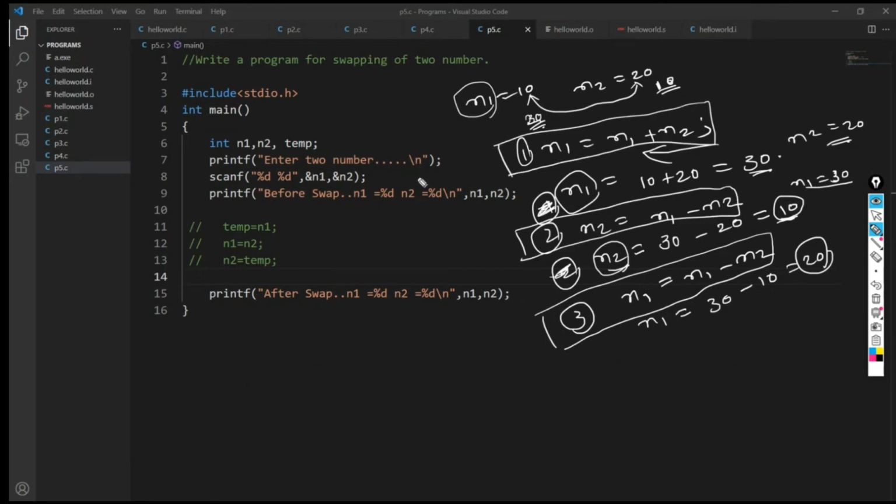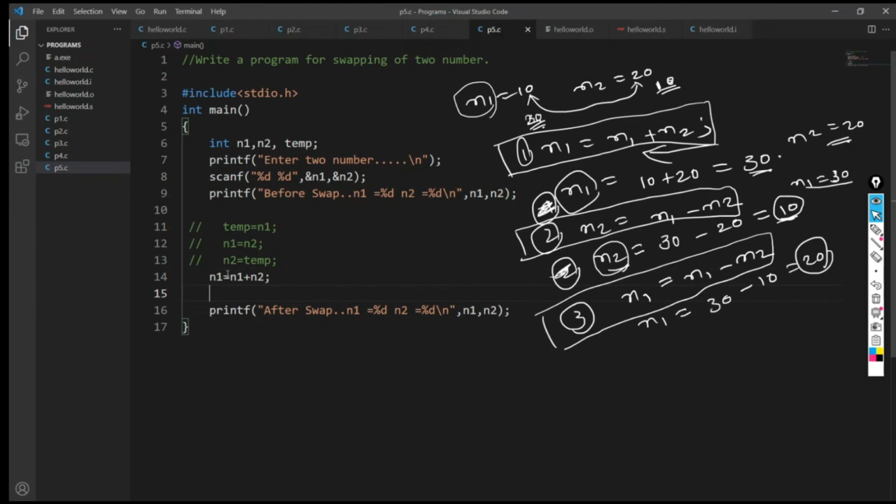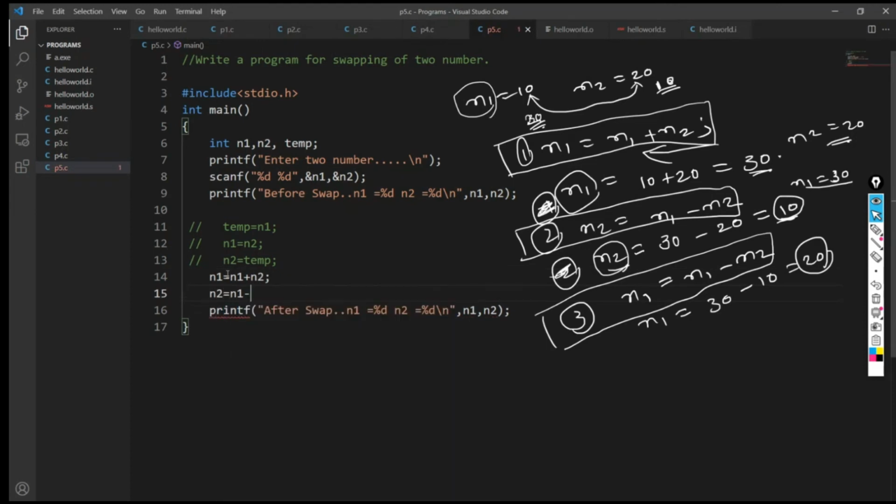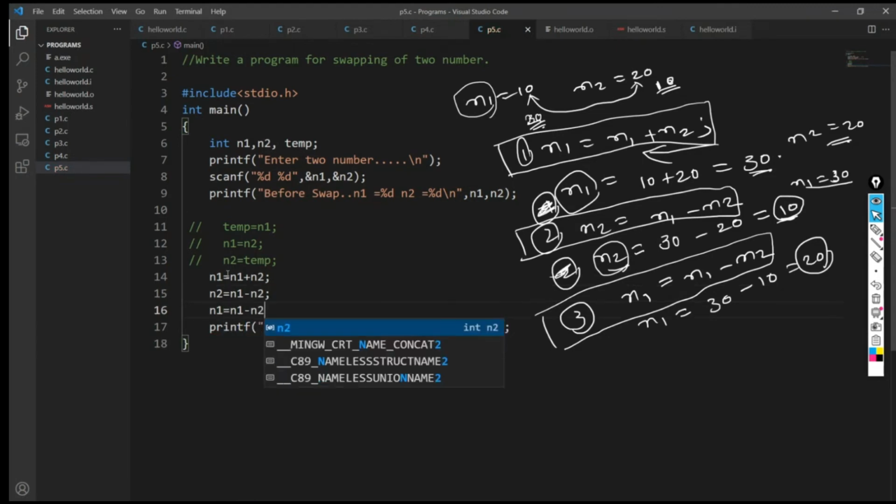So I will write the code here. n1 is equal to n1 plus n2. n2 is equal to n1 minus n2. n1 is equal to n1 minus n2.